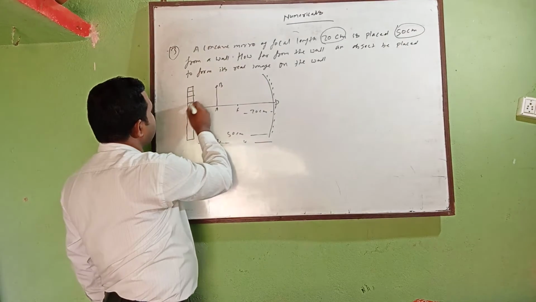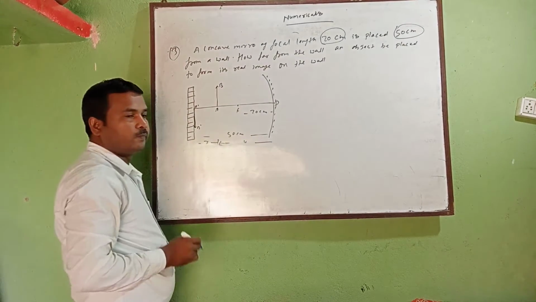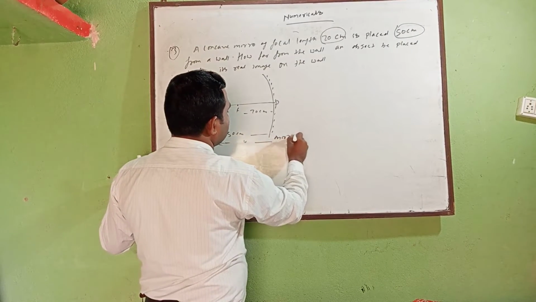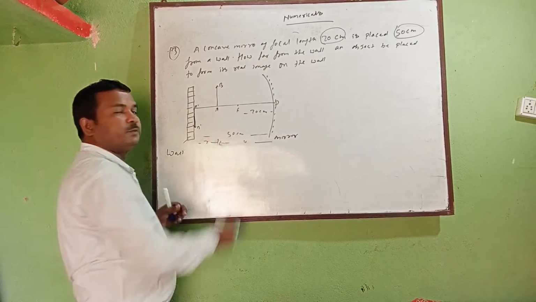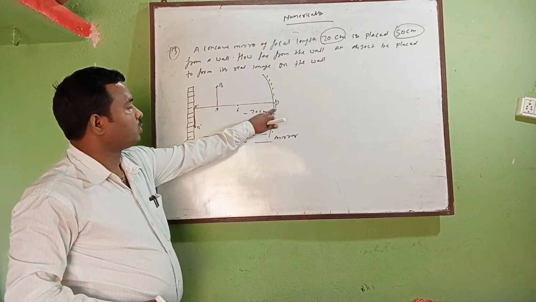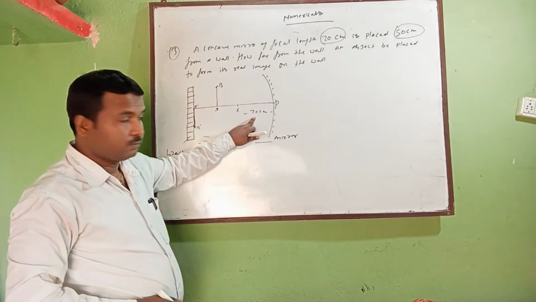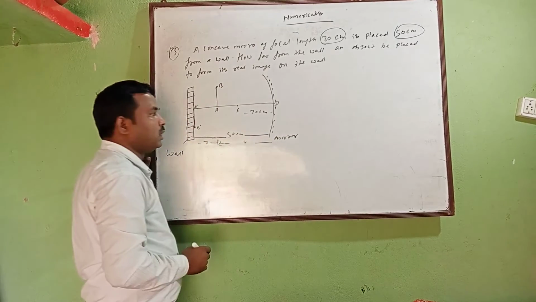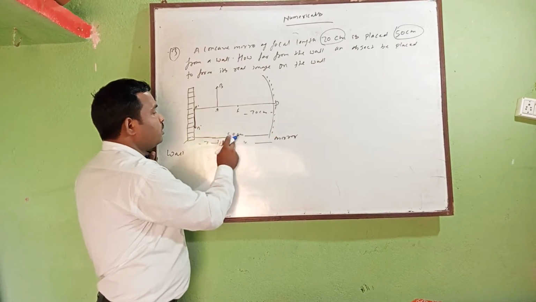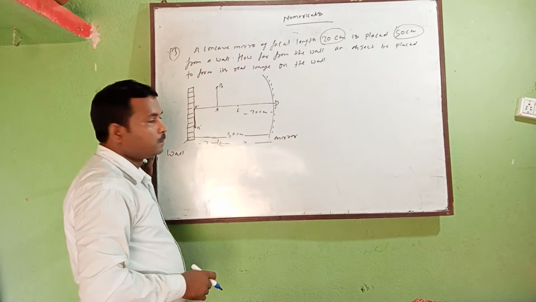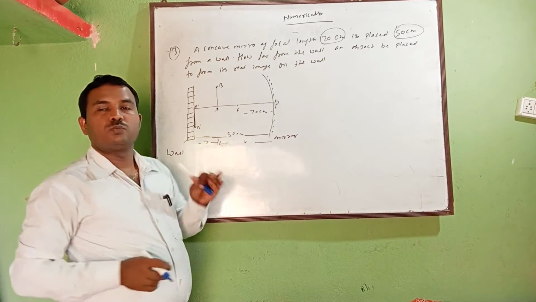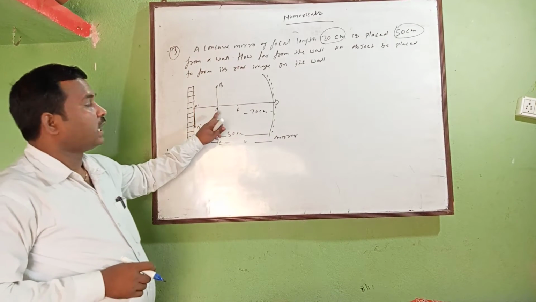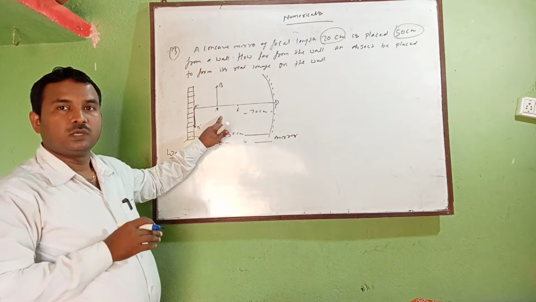So suppose that this is the wall, and that is the mirror, and this is the principal axis. The focal length is given as 20 centimeter. This is the total distance between the wall and the mirror, that is 50 centimeter. But the condition is at what distance the object should be placed, so that the image will form on the wall.